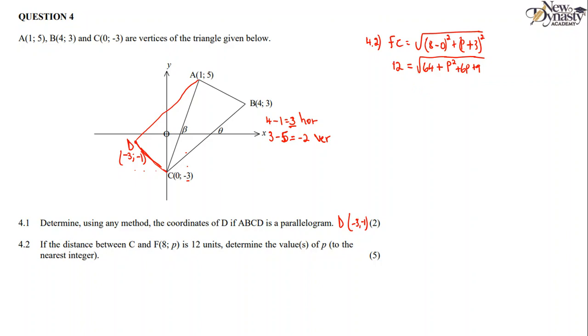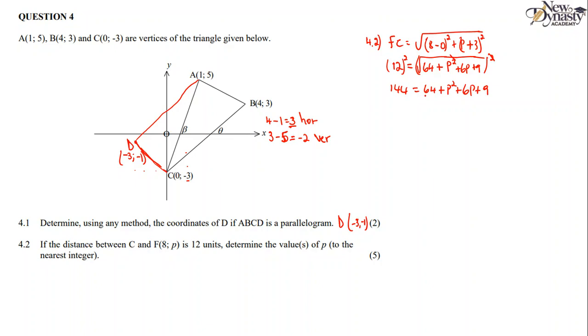Then what we can do is that we have to remove the square root. So we're going to square both sides so that we remove the square root here. The square root and the square are going to cancel. On the left hand side, you've got 12 squared, which is 144, equals to what is left inside the bracket. So that is going to be 64 plus p squared plus 6p plus 9, because the square root and the squares are cancelled.